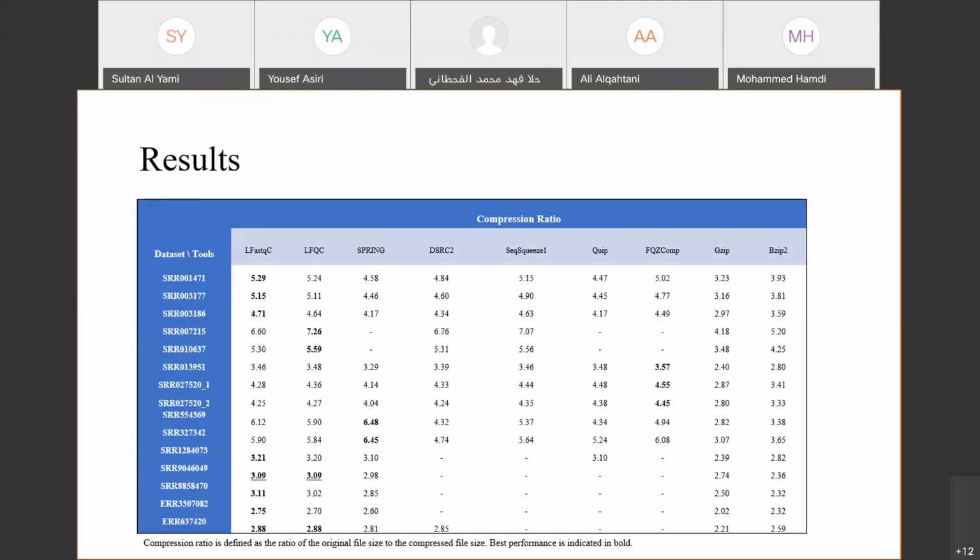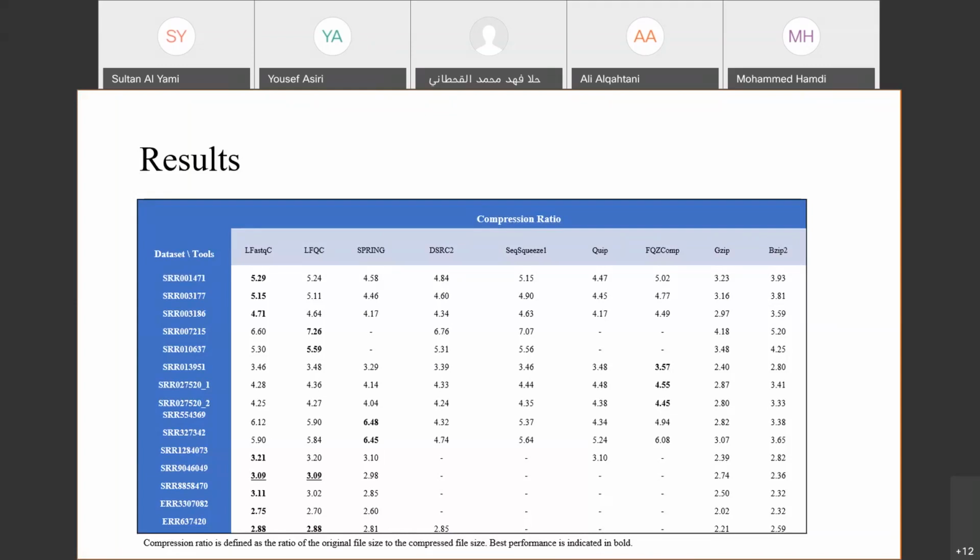Spring, Web, and FQZ comp were not able to handle the color space encoding that was generated by the SOLiD technology. And Web Squeeze 1 and FQC comp also were not able to handle some of the datasets when the read length varies from one record to another, in addition to long reads existing in the third generation sequencing technology.